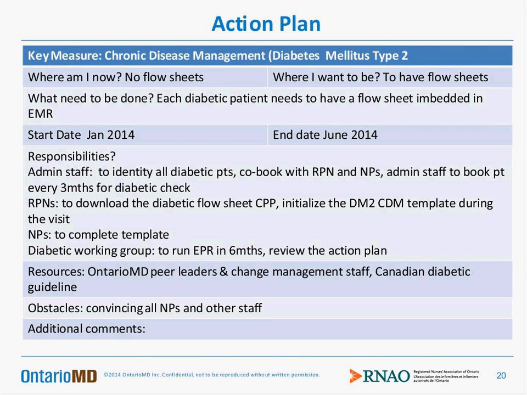You can add as much detail as you'd like in your action plan. Some of the resources include the RNAO peer leaders, OntarioMD change management staff, Canadian Diabetes guidelines, and our EMR vendor. It is essential to mention the obstacles you may face. An action plan template is also available through OntarioMD. We call it an action plan because we clinicians like to devise action plans for COPD, asthma, and so on for patients, but in this case, you'll make one for your EMR use.